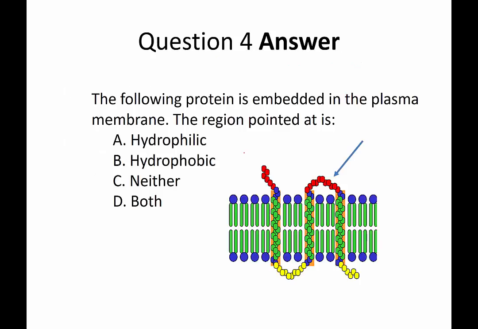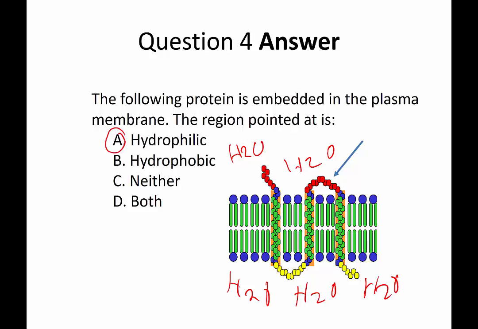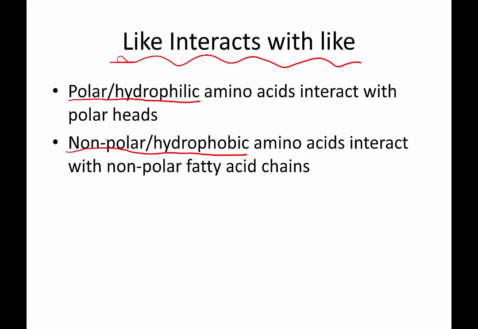We also have to imagine that this is a living cell, so there's lots and lots of water on the outside, water there, water on the inside as well, in the cytoplasm of the cell. So really this red region is interacting with water. So we'd expect like interacts with like, so we'd expect it to be hydrophilic. So it's going to be interacting with water. And again, that region of the protein would have lots and lots of polar or hydrophilic amino acids that make it up.